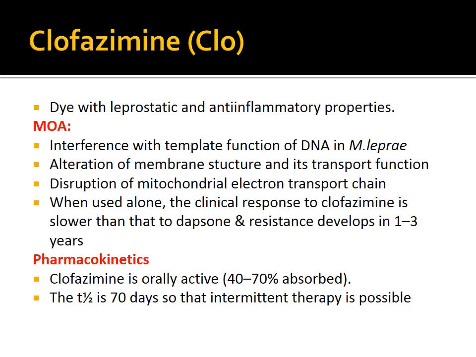And third, it can cause the disruption of the mitochondrial electron transport chain. Okay, as you know, in our body there is an electron transport chain from which energy is generated in the form of ATP, which is present in mitochondria. Just like that, the electron transport chain is present in bacteria, and it will disrupt that chain, because of which the energy metabolism of lepra is inhibited. So there are three actions: interference with template function of DNA, alteration of membrane structure and transport function, and third is the disruption of mitochondrial electron transport chain.